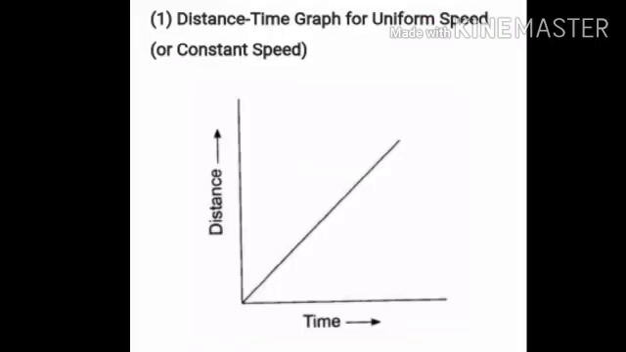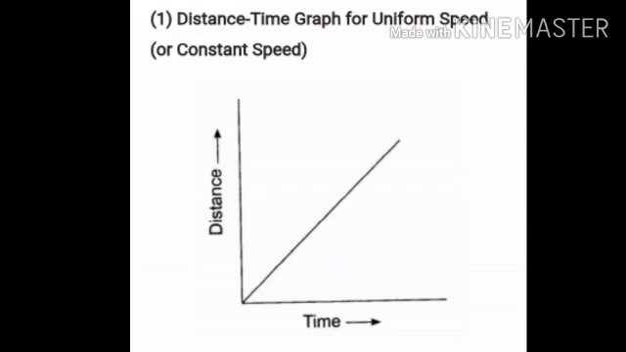So, we can say that when an object moves with a uniform speed, it travels equal distances in equal intervals of time. So, the distance traveled is directly proportional to the time. When two things are directly proportional to each other, then the graph drawn between them is a straight line.